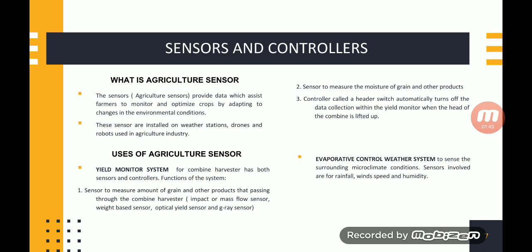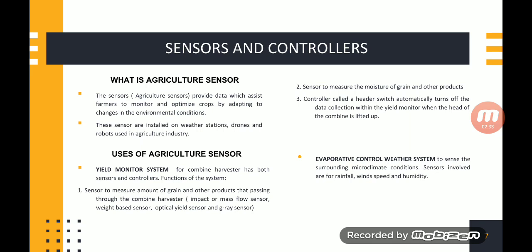Second, this combine harvester also has sensors to measure the moisture of the grain and other products. It is very important to measure the moisture of the grain, especially for storage, and the moisture can also be an indicator to know if the grain is actually ready to be harvested or not. And number three, the controller, also known as a header switch, which automatically turns off the data collection within the yield monitor when the head of the combine is lifted up.